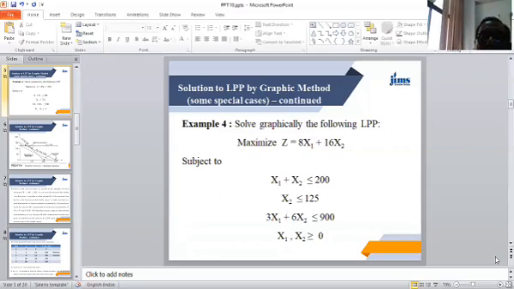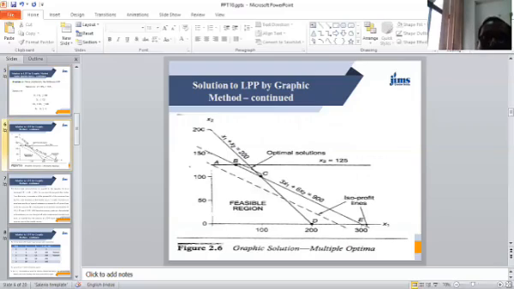we first draw the line x1 plus x2 is equal to 200 for the first constraint. So it is a very simple equation. When we put x1 is equal to 0, x2 will be 200, and when x2 is equal to 0, x1 will be 200. So (0, 200) and (200, 0) are the 2 points, and these 2 points are marked on the x1 and x2 axis. When we join these 2 points, this line represents x1 plus x2 is equal to 200. I think this is clear to all of you.